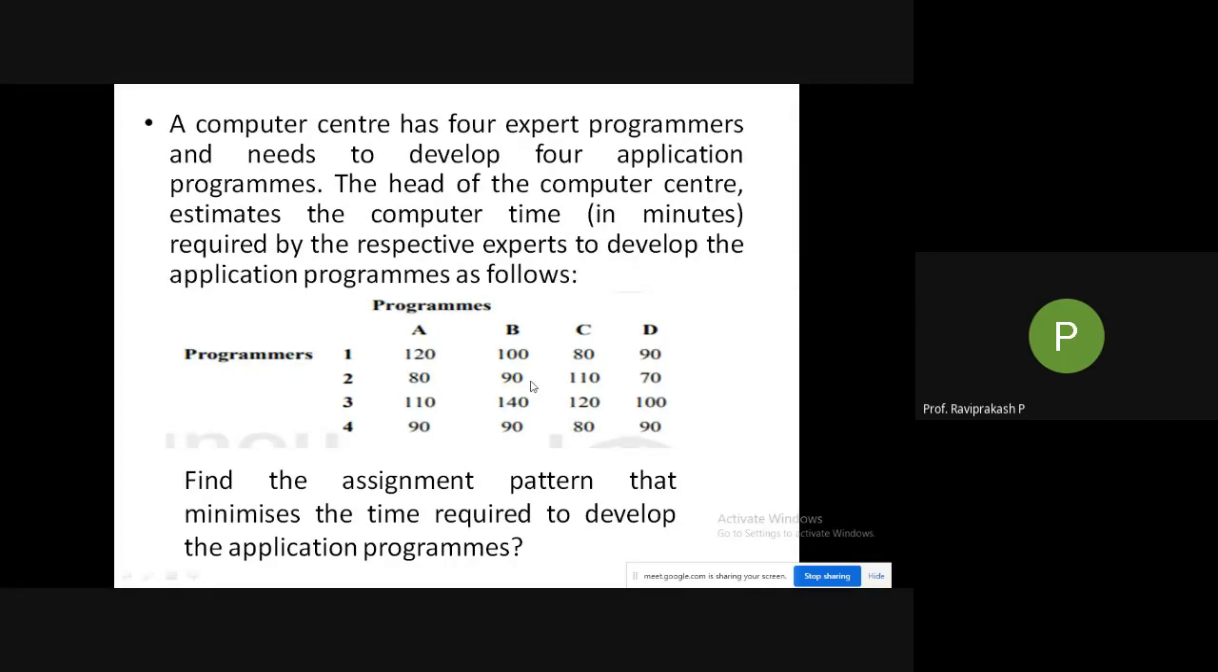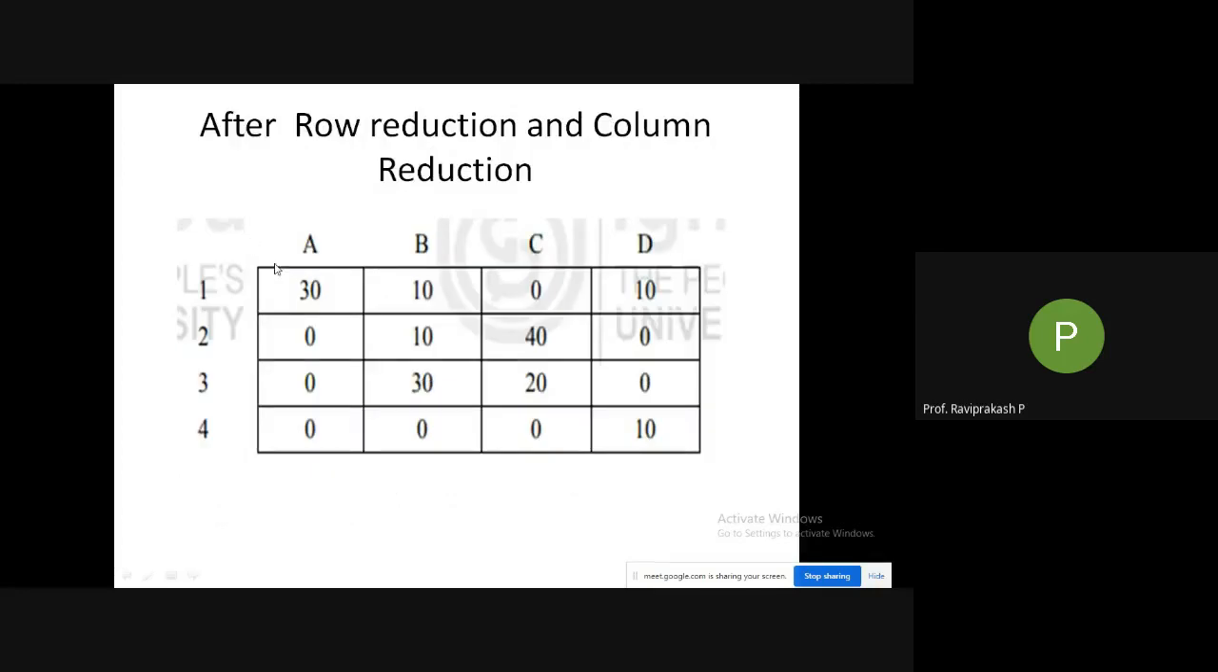After the row reduction and column reduction, you will be getting this particular matrix. Is that right? Just check whether you are getting this matrix or not. Yes sir, getting this matrix. Okay, others, if you are not getting it, please take this down, because this is after both row reduction and column reduction.